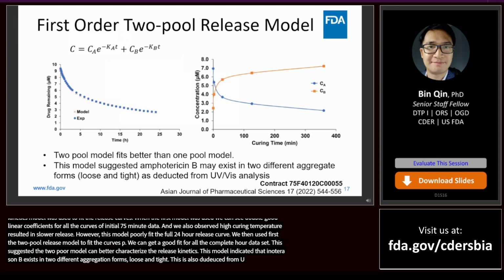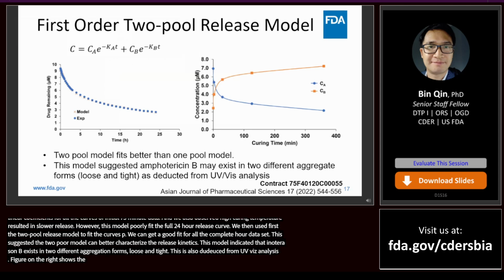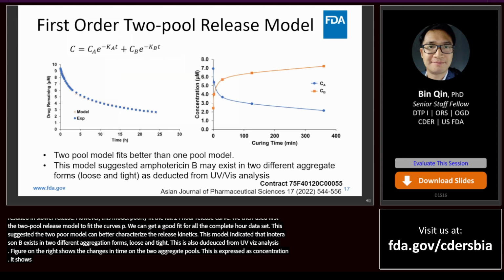The figure on the right shows the changes in time of the two aggregate pools. This is expressed as concentration. It shows that the tight aggregation pool, pool B, increases at the expense of the loose aggregate pool, pool A, while the total drug concentration remains fixed.